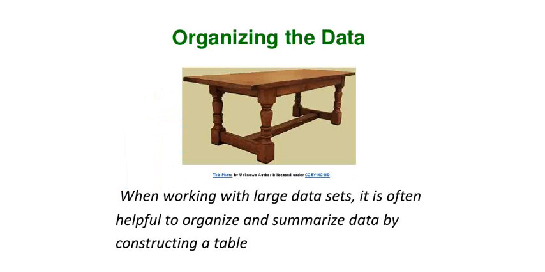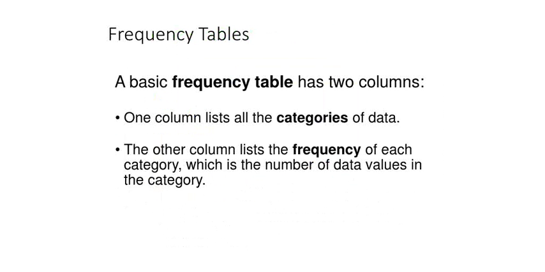When working with data in large sets, it's often very helpful to organize and summarize that data by constructing a table. No, not that kind of table. A basic frequency table has two columns. One column lists all the categories of the data, and the other column lists the frequency of each category, which is the number of data values in the category.